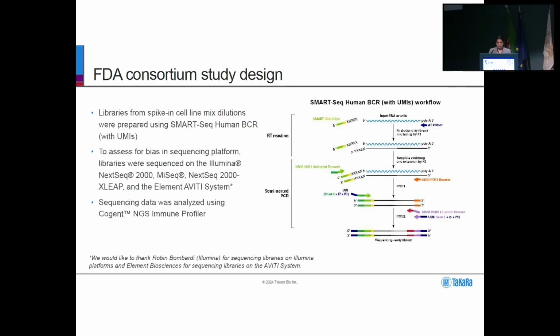So we prepared the libraries using our SMARTer human BCR kit, and I think most of you know about the workflow. It's an oligo-dT primed RT step, and in the RT step, with the help of template switch oligos, UMIs are incorporated, which helps in the error correction in the downstream analysis. And followed by that, there are 2 semi-nested PCRs, which result in the final library. The sequencing was performed on Illumina platforms, NextSeq 2000, and also some of the libraries were sequenced on the Element AVITI system. The data was analyzed using the Cogent NGS immune profiling pipeline from Takara Bio.